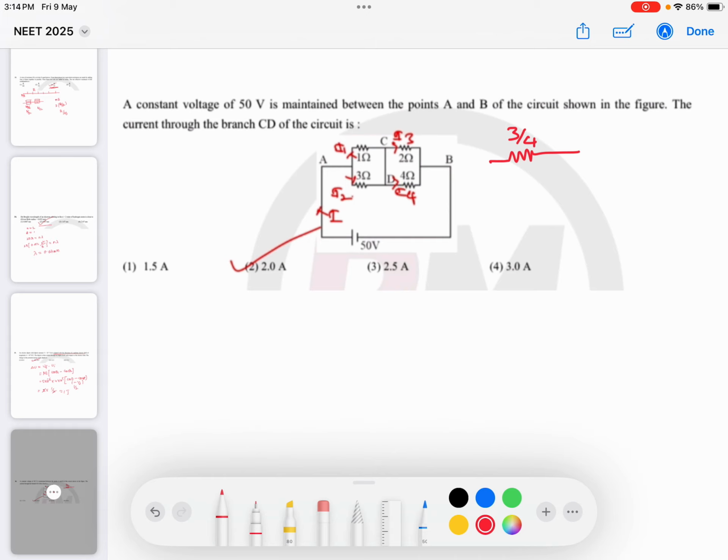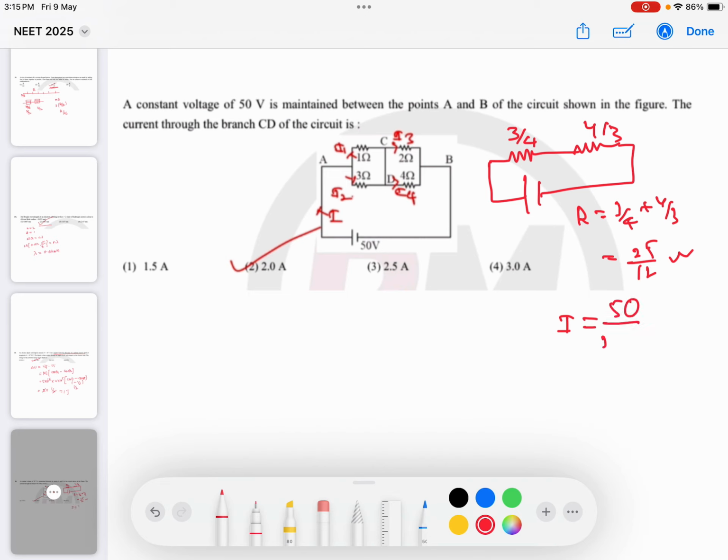And 2 and 4 are in parallel combination. 2 into 4, 8 divided by 6, nothing but 4 by 3. So that circuit is simply drawn like this. Okay. So 3 by 4 and 4 by 3 are in series combination. Then resultant resistance is equal to 3 by 4 plus 4 by 3. You get the answer is 25 by 12 ohms. Then current passing through the circuit I is equal to V by R.